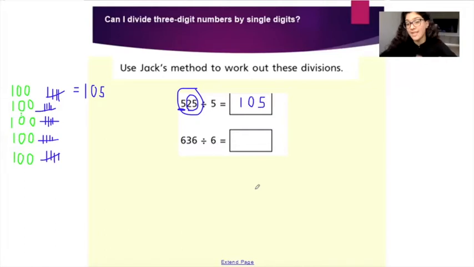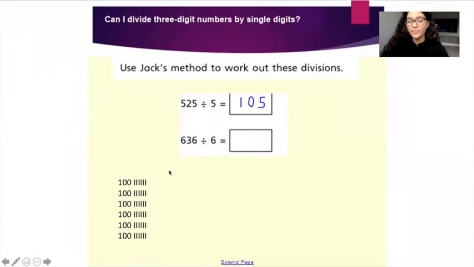If I show you with the second one as well, hopefully it might make it even clearer. Now, 636 divided by 6. The number 636 is being divided by the number 6. So the number of rows that you should have when working this out, if you're using the place value counter method, is 6. There should be 6 different rows.